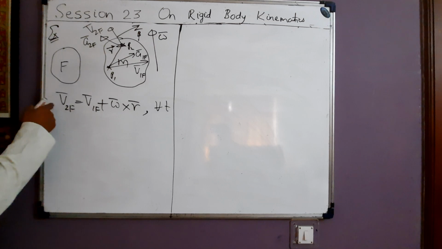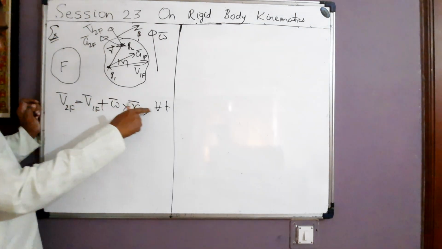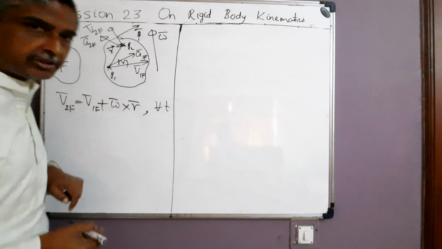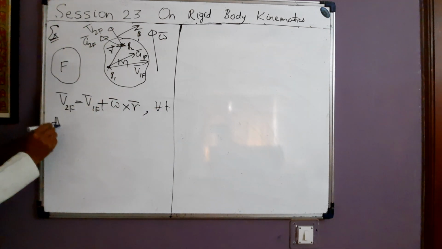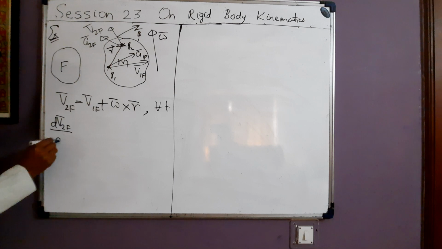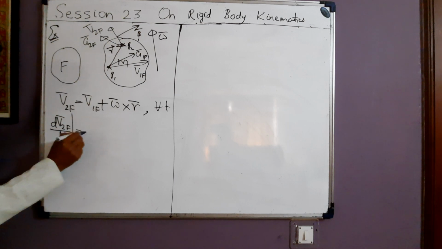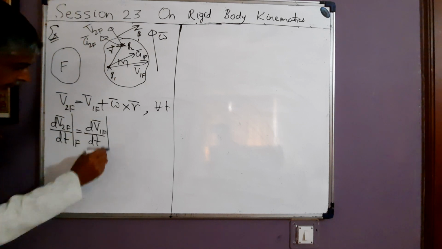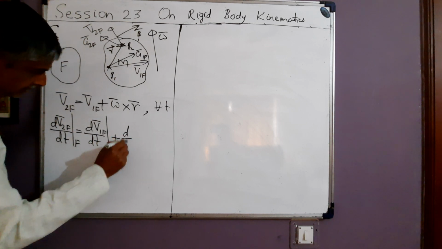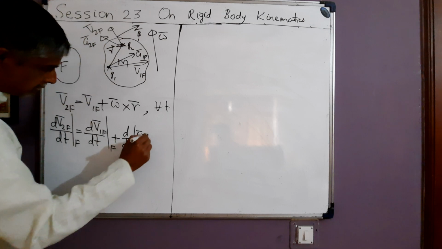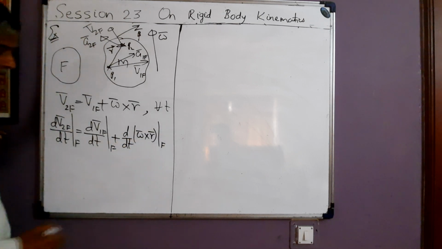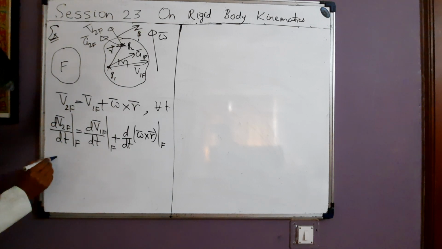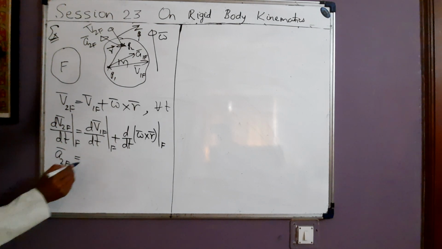Now what we do, we differentiate this equation with respect to time in frame f, both sides. Since it is valid for all times, we can differentiate it. So this will be written as dV2f by dt in frame f is equal to dV1f by dt in frame f plus d by dt of omega cross R in frame f. Now this quantity we know from the theory of particle kinematics is nothing but the acceleration of p2 with respect to frame f at time t.